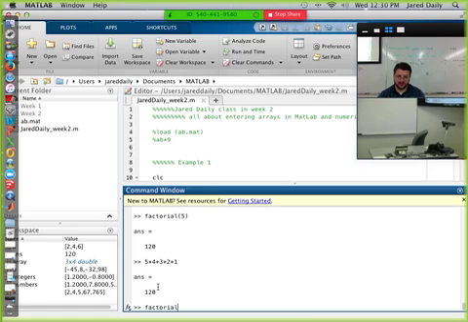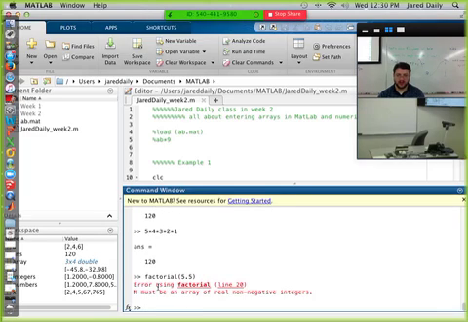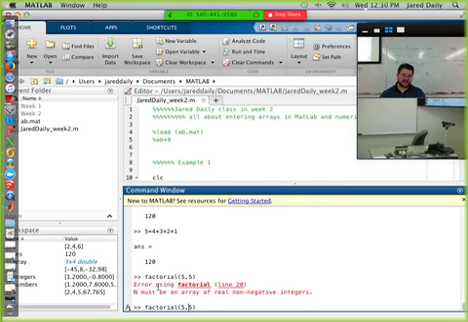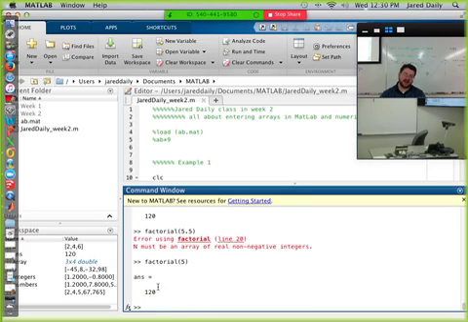Factorial. Well, it might know how to do it. I can't remember. Nope. So anyway, factorials we don't usually take of decimal numbers anyway. There's no real use to it. But it can do the factorial of 5.